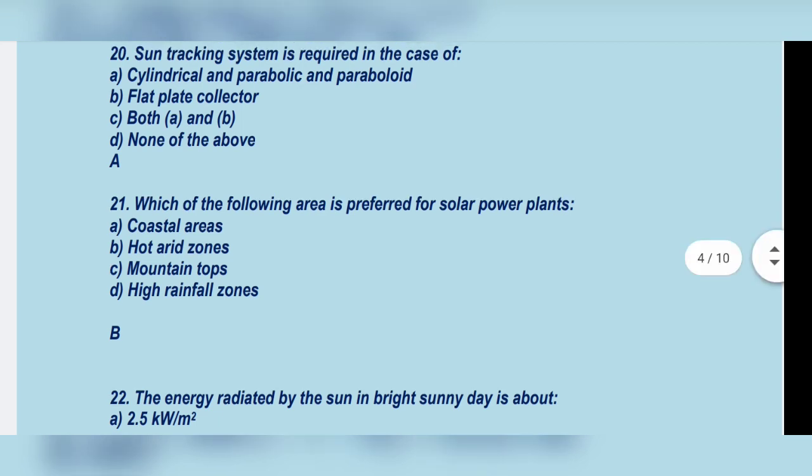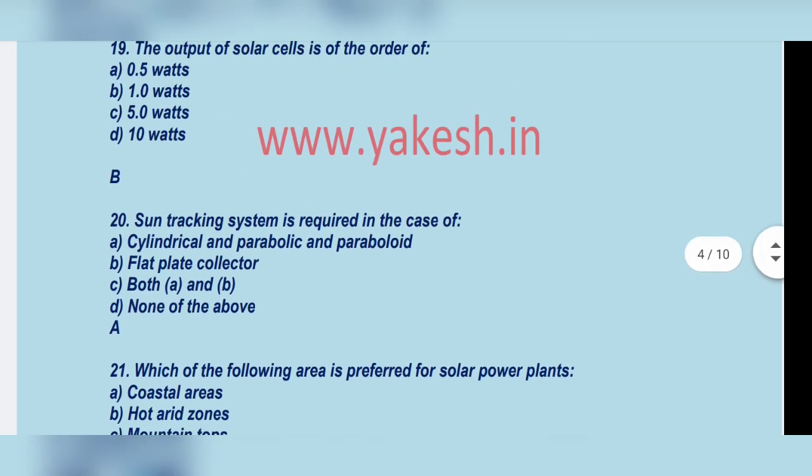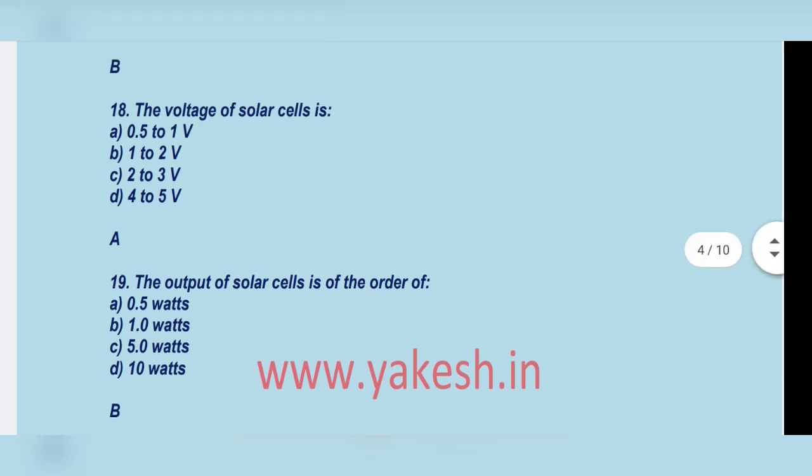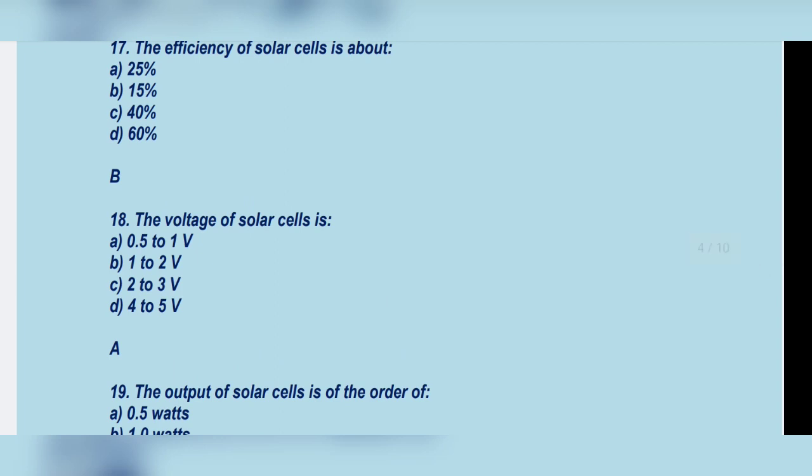Option B. Sun tracking system is required in case of option A, cylindrical and paraboloid. The output of solar cell is of the order of option B, 1 volts. The voltage of solar cells is option A, 0.5 to 1 volts.